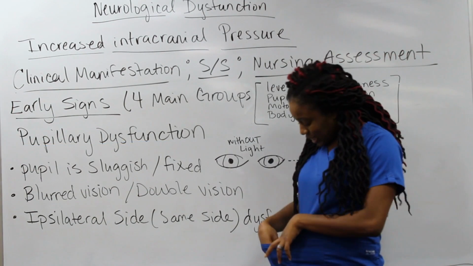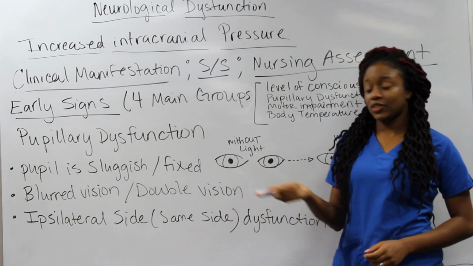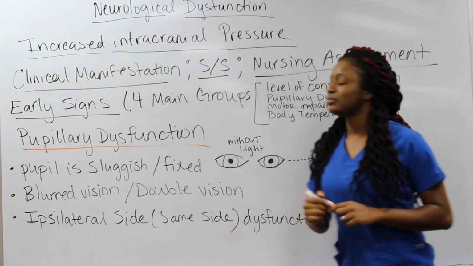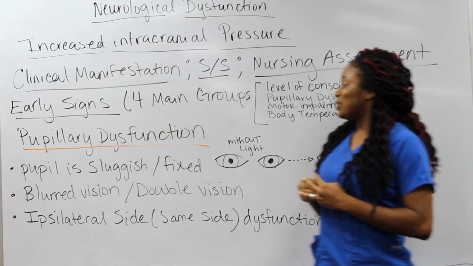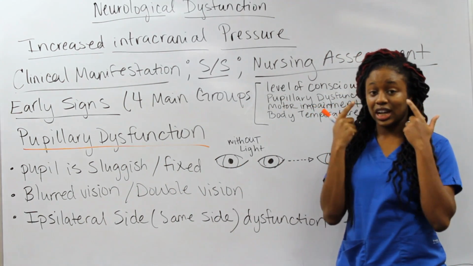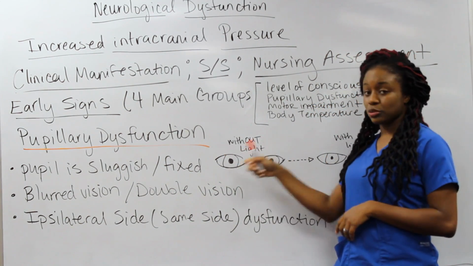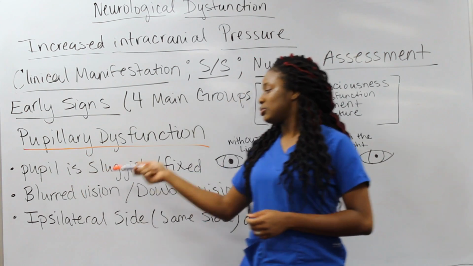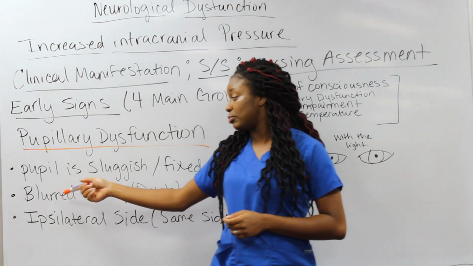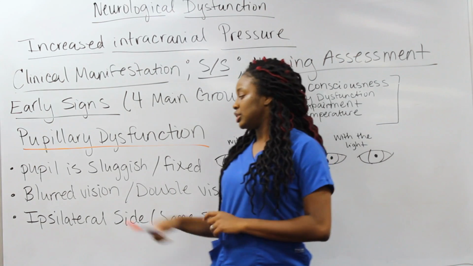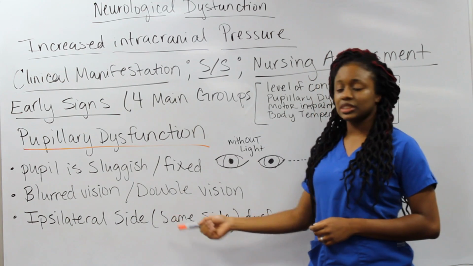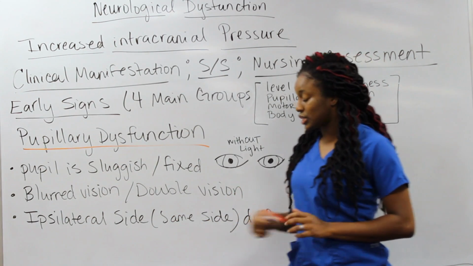So now we're going to talk about the next thing here, which is pupillary dysfunction. Pupillary is just another way of saying we're talking about the eyes, mainly the pupils. The pupils are going to be sluggish or fixed when you shine the light, and you have either blurry vision or double vision at times. And you will have an ipsilateral side dysfunction, and ipsilateral just means the same side.